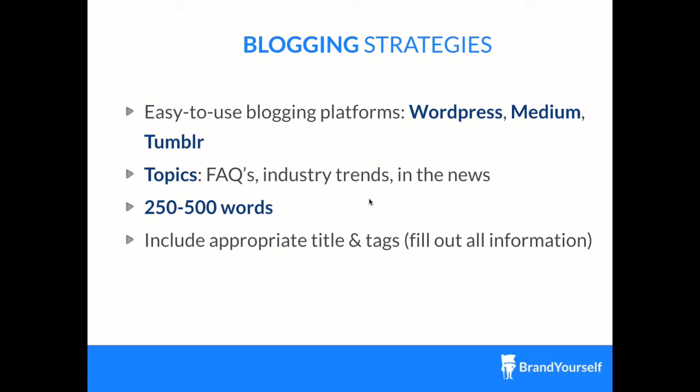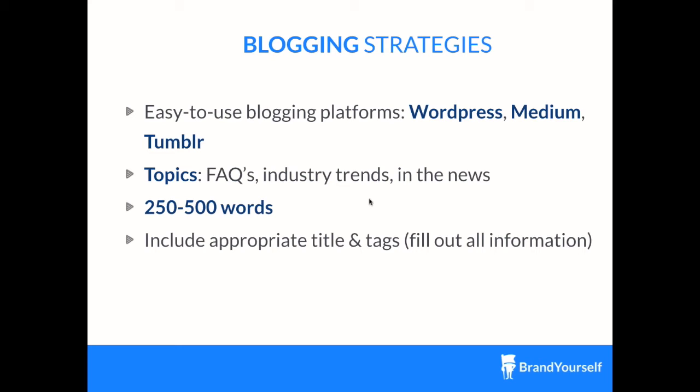Topics: frequently asked questions, industry trends, things that are going on in the news. Get creative. A good guideline from an SEO standpoint is about 250 to 500 words. While it's great that you're blogging, if you're blogging one sentence, it's really not going to do much for you. In fact, it could harm you potentially if you're doing it too frequently. Put that effort into one really great blog post a month versus worrying about getting a 50-word blog post out every single day. Quality is much better than quantity of blog posts in that sense.